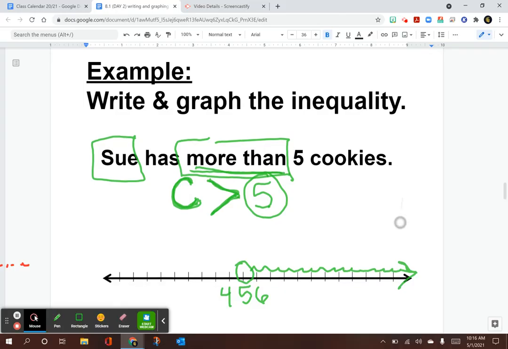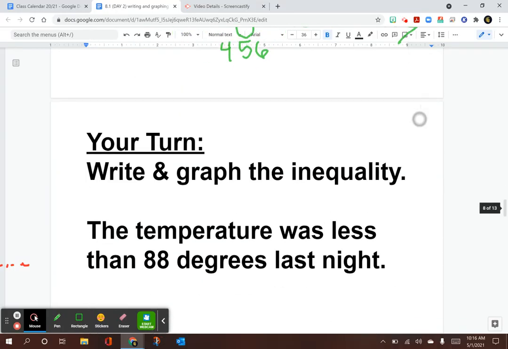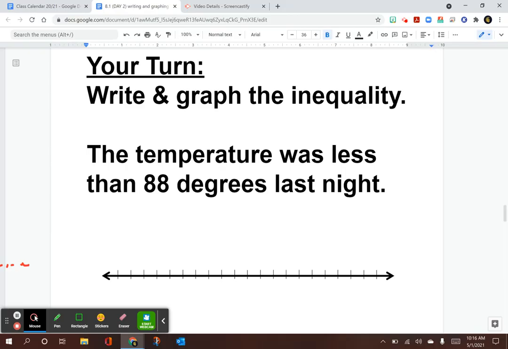We'll give you a situation to try. The temperature was less than 88 degrees last night. Write the inequality and then show the graph to represent all the possible temperatures it could have been.